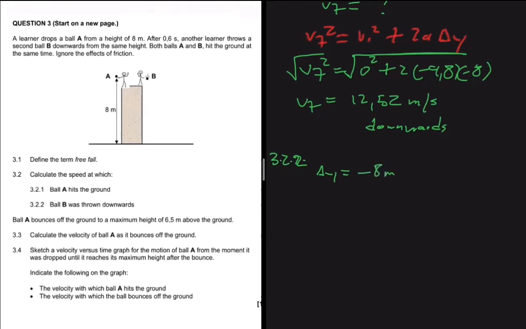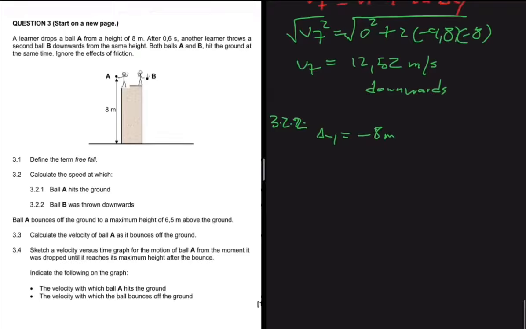And what else do we have? We are told that both balls A and B hit the ground at the same time. So let's put some thought into that and see what is happening, right? Ball A was dropped first, and then after some time ball B is thrown, but then they hit the ground at the same time. So clearly, ball B must be moving faster than ball A if it's thrown 0.6 seconds later and they hit the ground at the same time.